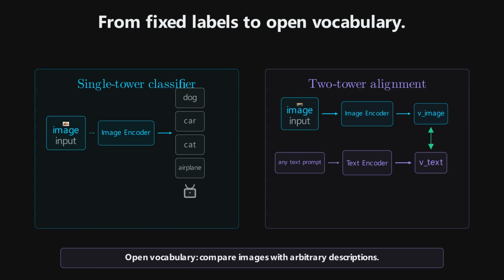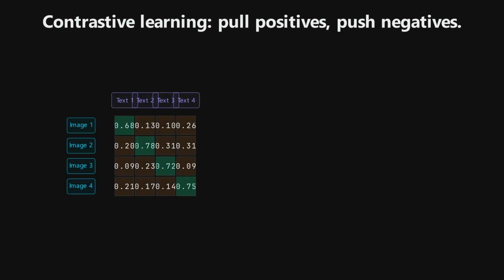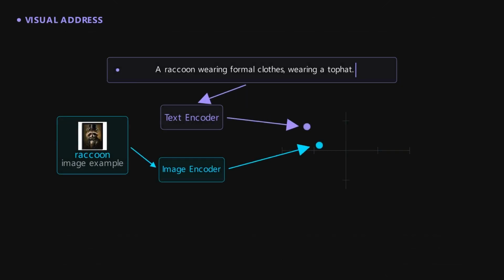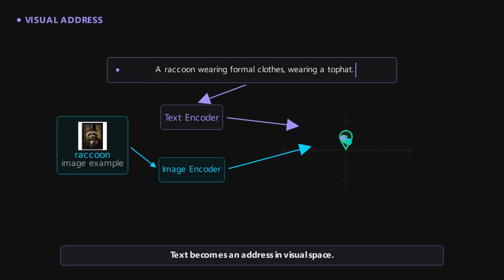CLIP and ALIGN solve this with an image-text co-embedding space. One encoder maps images into vectors. Another encoder maps text into vectors. During training, matching image-text pairs are pulled closer together, while mismatched pairs are pushed apart. This is the idea behind contrastive learning. Inside each batch, the model compares every image with every text. The correct pairs sit on the diagonal of the similarity matrix. Training pushes those diagonal scores up and pushes the wrong matches down. Over time, language becomes a coordinate system for vision.